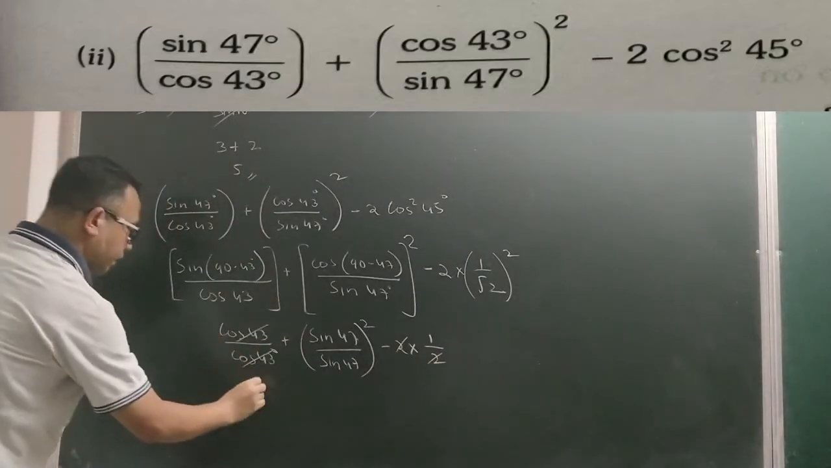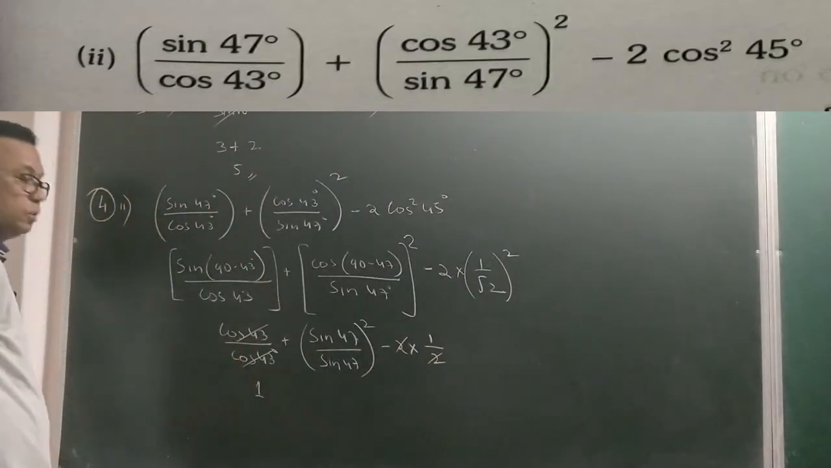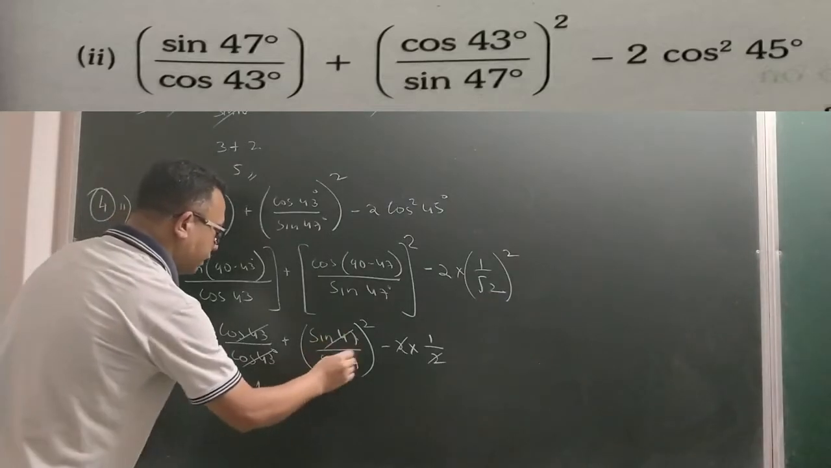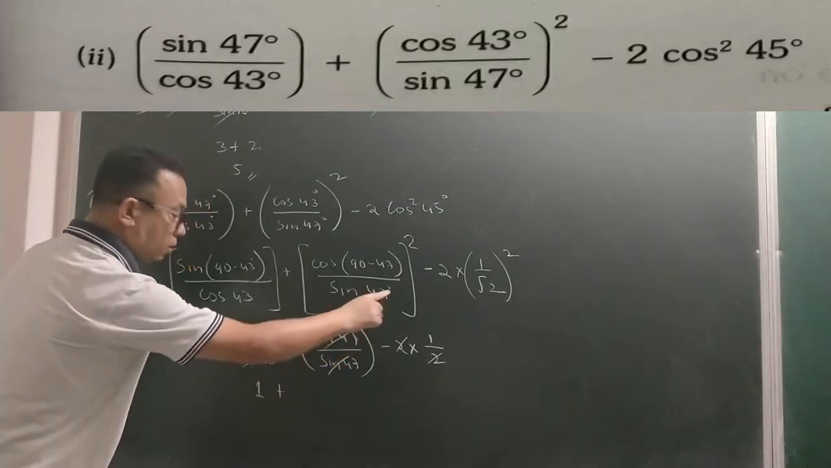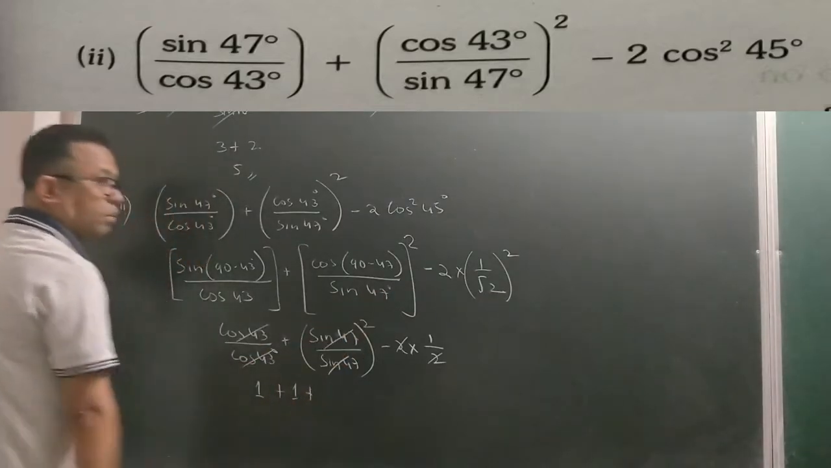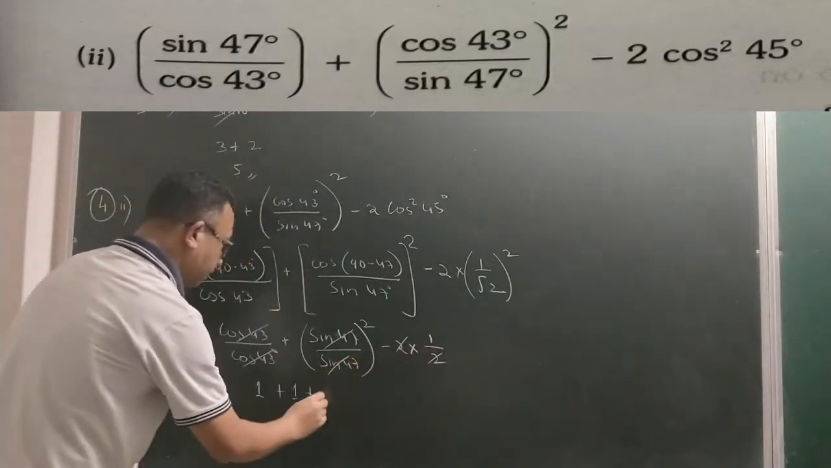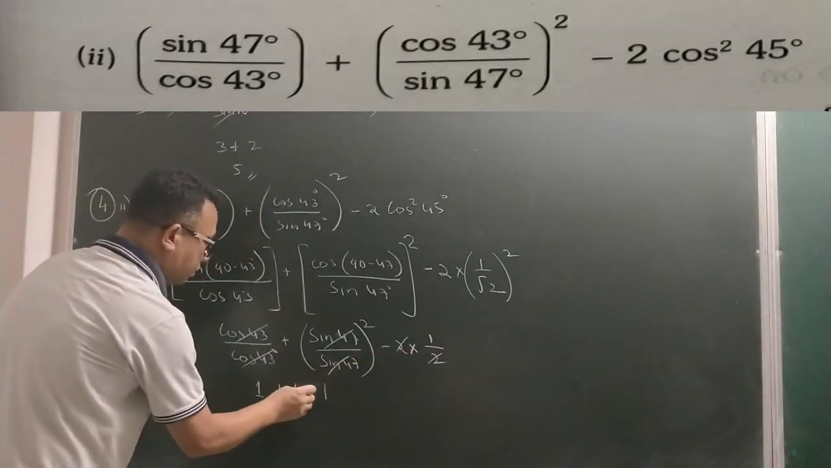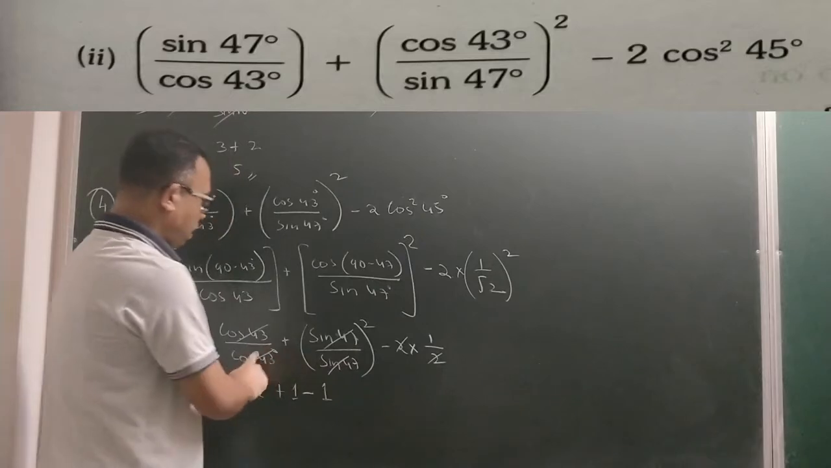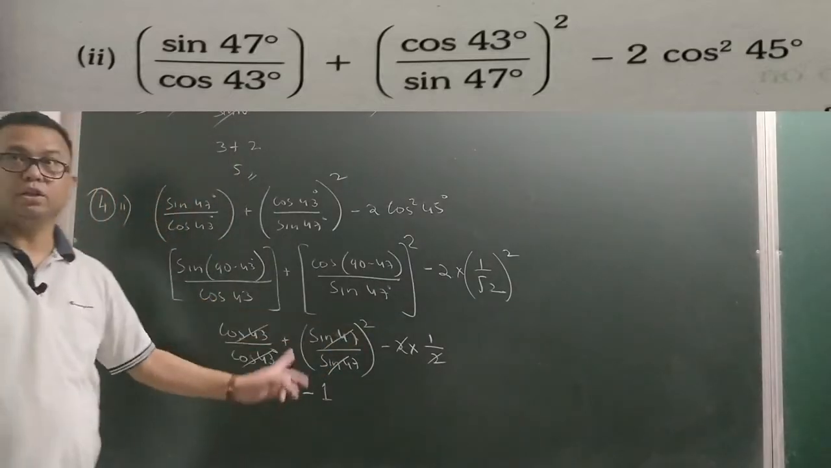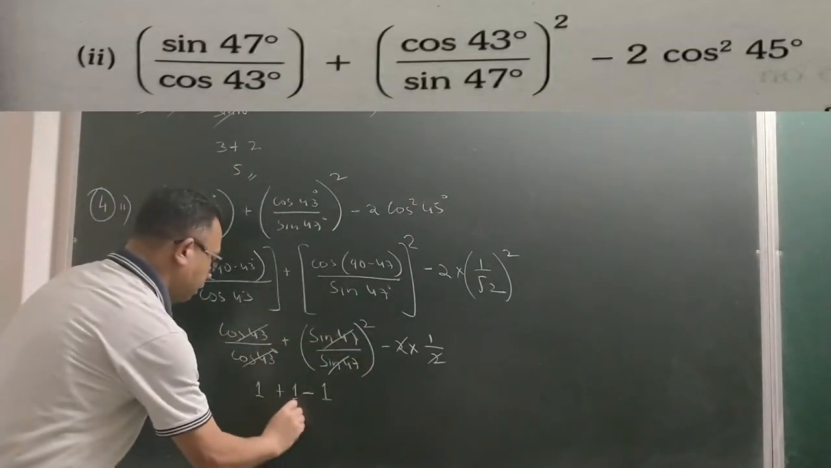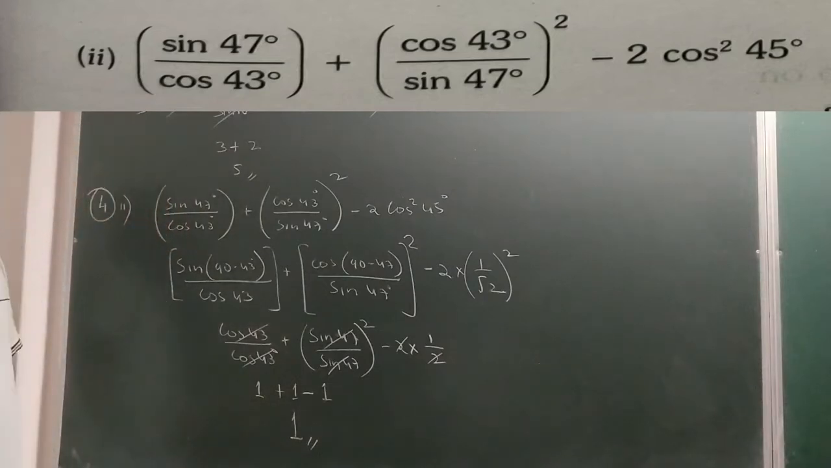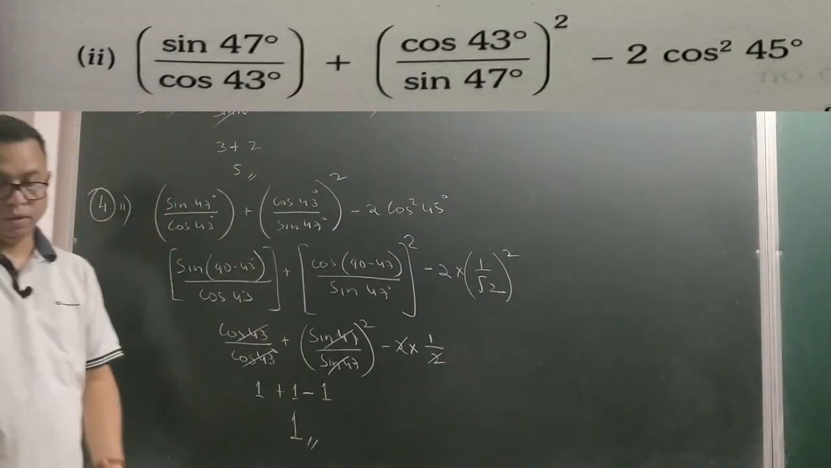Cos 43 and cos 43 are cancelled, so it is a division cancellation, so it is 1. Here also division cancellation, it is 1, and 1 square is also 1. Plus, as this is a division cancellation, there also it is 1. Sorry, this is not plus, it is minus. So there, 1 plus 1 minus 1. 1 plus 1 is 2, 2 minus 1 is 1. So this is 4, 2.